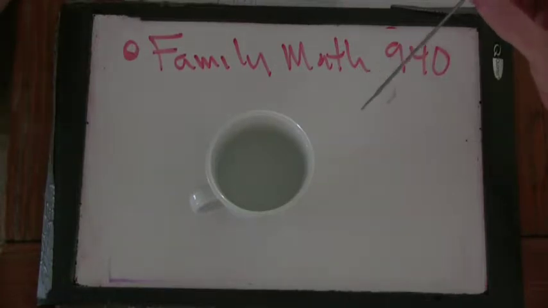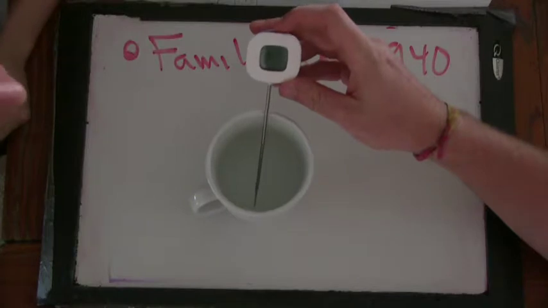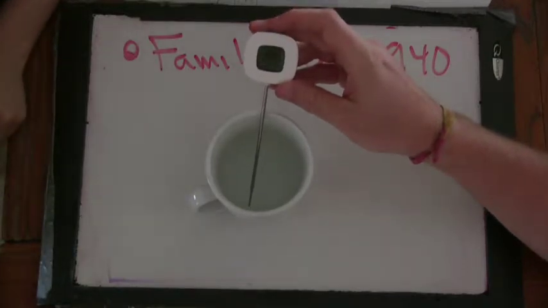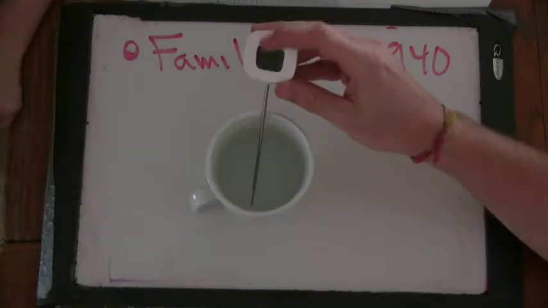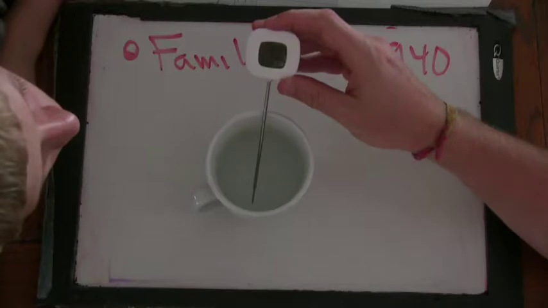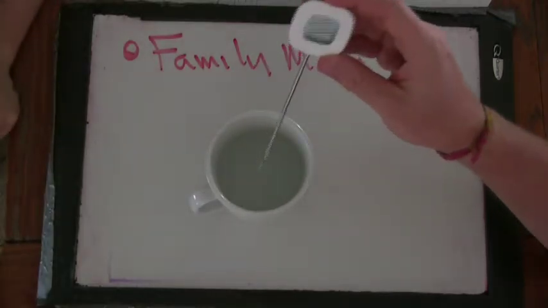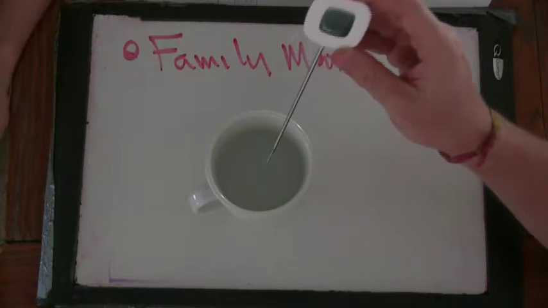So I've got this thing of water. Can you see that? What does it say? 70.7. I think so. Oh, there it is. 70.5. So this is our water that's been sitting out all day. So that's our room temperature, 70.5.